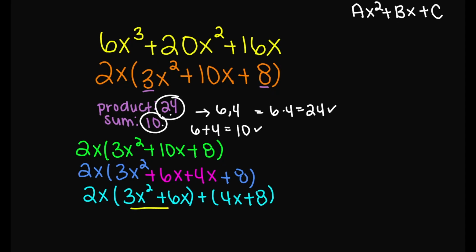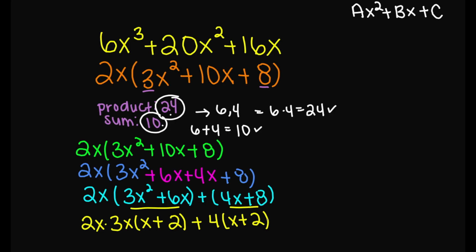Now let's look at my first group. What can I factor out here? I can factor out 3x, so I'll factor out a 3x, and I'll be left with x plus 2 inside parentheses. And then my second group here, what can I factor out? I can factor out a 4, so I'll be left with x plus 2 as well inside my parentheses. Now, just by looking at this here, I can factor out now my x plus 2, so I'll put that on the side here. And then on my left side, we have 3x plus 4. So this is going to be 3x plus 4.